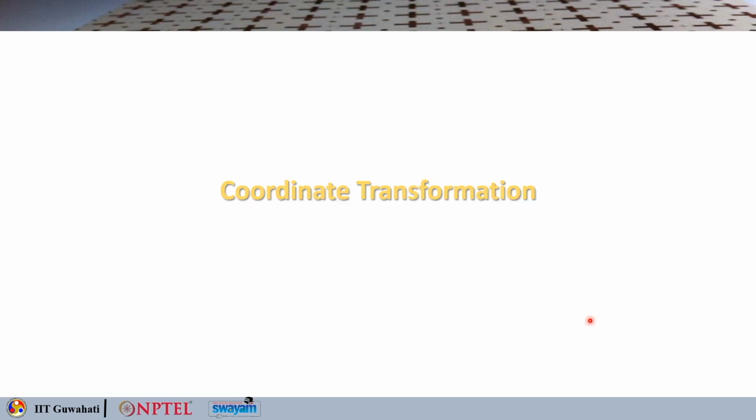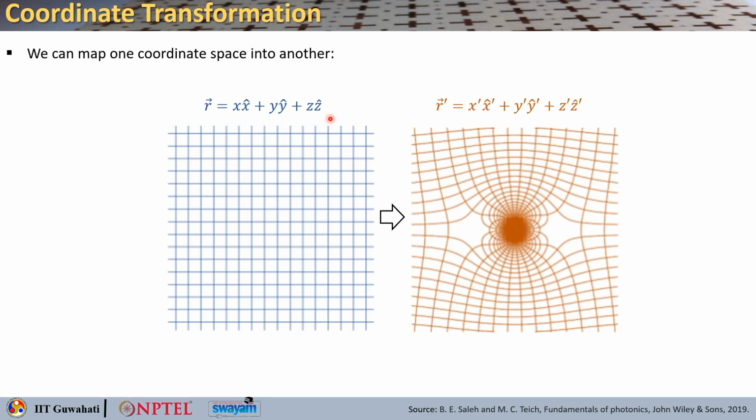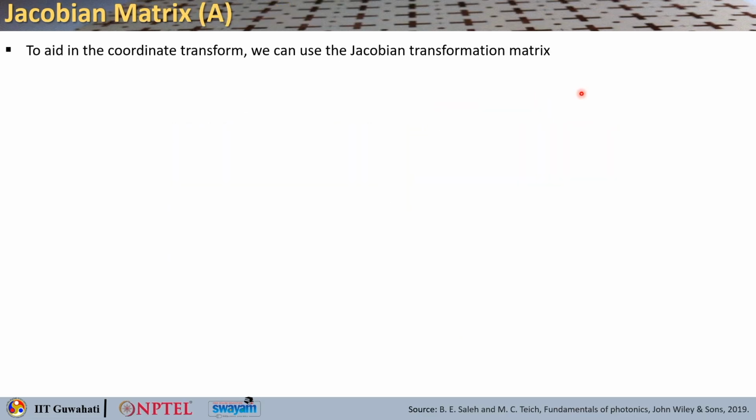Now, let us move into coordinate transformation and see how it is done. We can basically map one coordinate space into another. You can take a coordinate space where a position vector r is given as x x cap plus y y cap plus z z cap. That can be transformed into another coordinate space, where the position vector r prime is now x prime x cap plus y prime y cap plus z prime z cap.